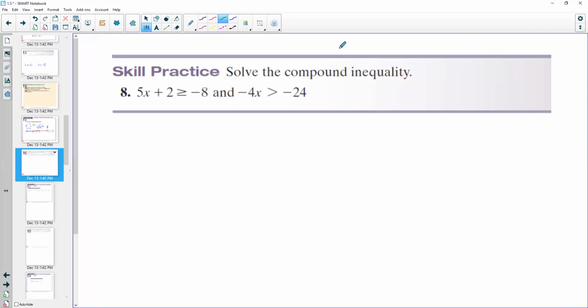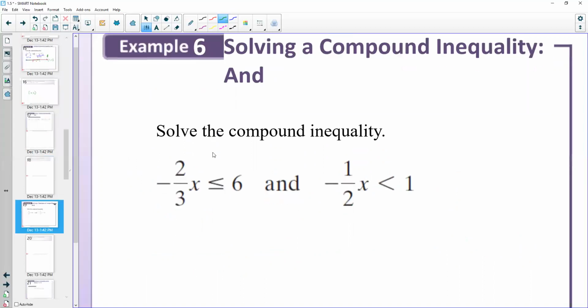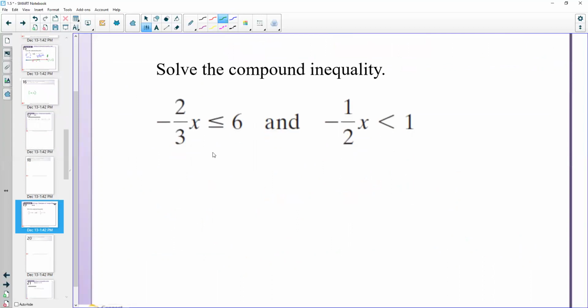This works the same way. You can do this. These are just two-step equations. When you get to the end of this, you should get a hard bracket at negative 2 all the way up to 6. All right, so we're going to skip a couple here. We're going to go to this one. This one works the same way. It just has a scary fraction.